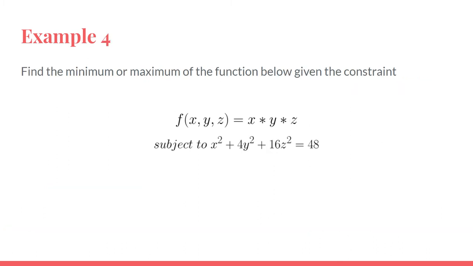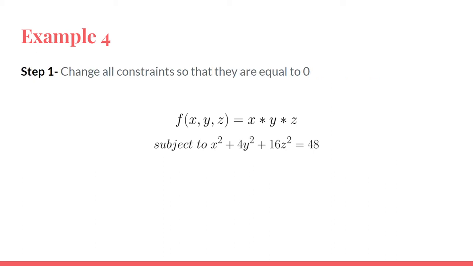Now let's go to example 4. This time, our objective function is f of x, y, z is equal to x times y times z, and our constraint is x squared plus 4y squared plus 16z squared is equal to 48. We begin by changing our constraint so that it is equal to 0. After doing this, we have a new constraint that says that x squared plus 4y squared plus 16z squared minus 48 is equal to 0.